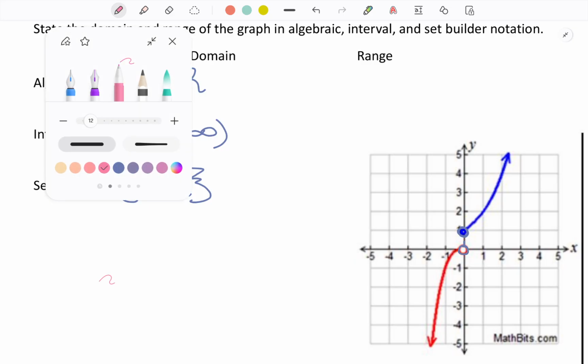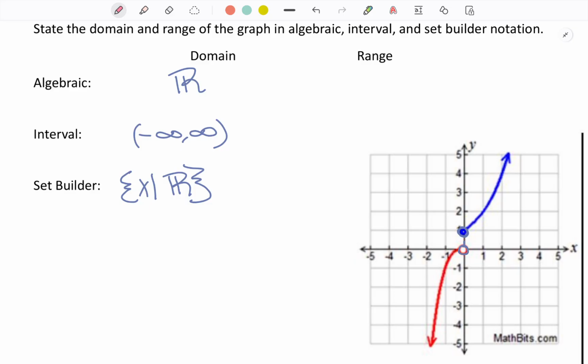And then for our range, now our range is going to be a little bit different because as we go down to the bottom, yes, we can go all the way down, but then when we go up to 0, we don't have anything in between 0 and 1. So for our algebraic notation, we're going to have y is less than 0 or y is greater than or equal to 1. This leaves out all the values between 0 and 1.